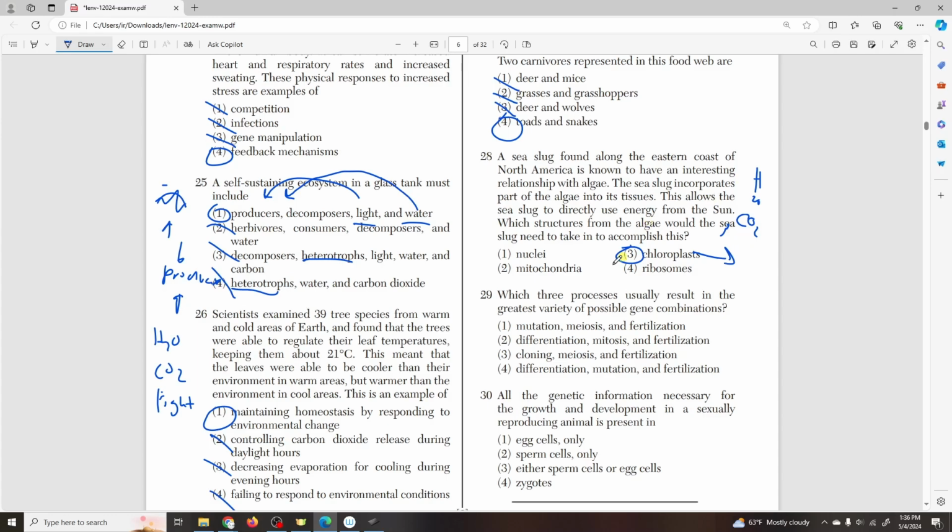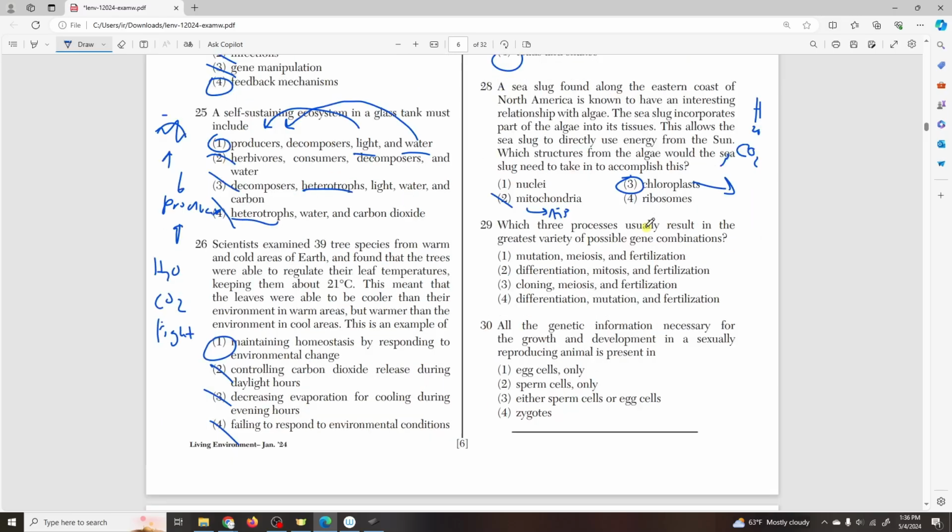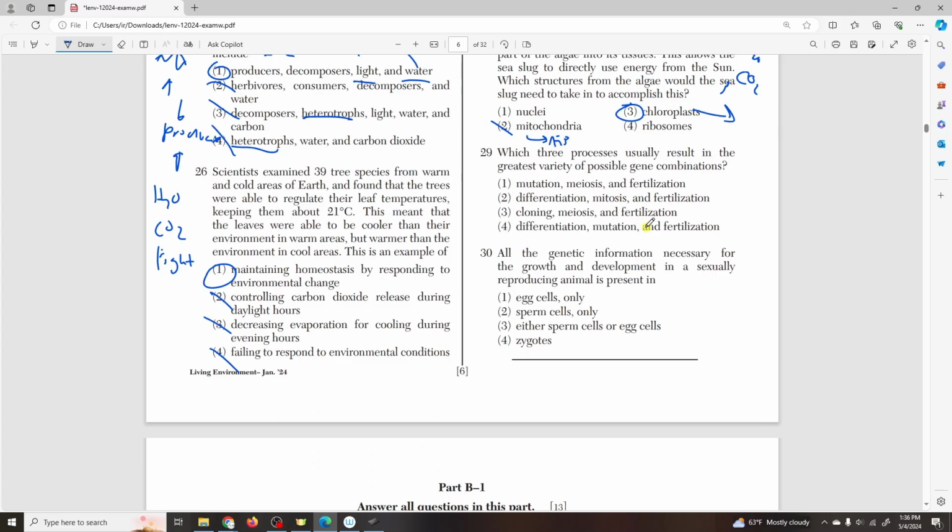Mitochondria, on the other hand, is how you produce ATP. Chloroplast is how you would produce sugar from the sunlight. Number 29 says, which three processes usually result in the greatest variety of possible genetic combinations, right? So you would definitely need mutations for this, because the greatest variety is usually the way that genes vary in an environment is through random mutation, right? A lot of our adaptations came from random mutation, and this seems to be the only choice with mutation. So yeah, meiosis, because meiosis is where crossing over happens.